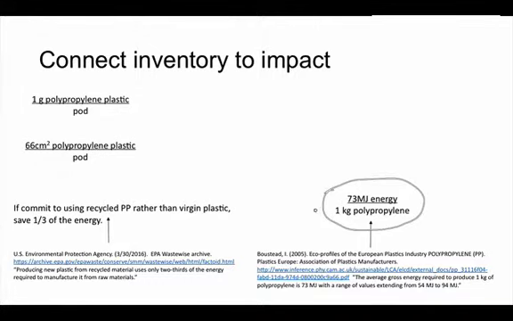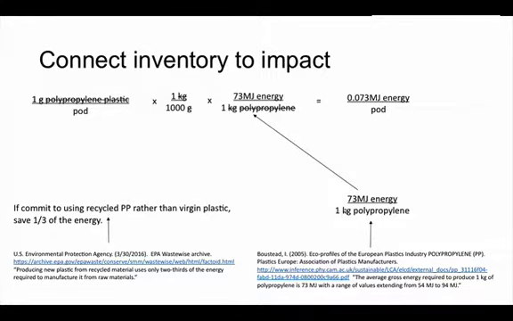And how I can use this is to then take this value and compare it to what I have per pod. And so if I go through the math, I want to change grams to kilograms. And so I cross off like values, like units, and then I want to look at how much energy it actually takes to make the plastic within 1 pod. And to do that, multiply by this ratio here, and what I end up with is about 0.073 megajoules of energy per pod.